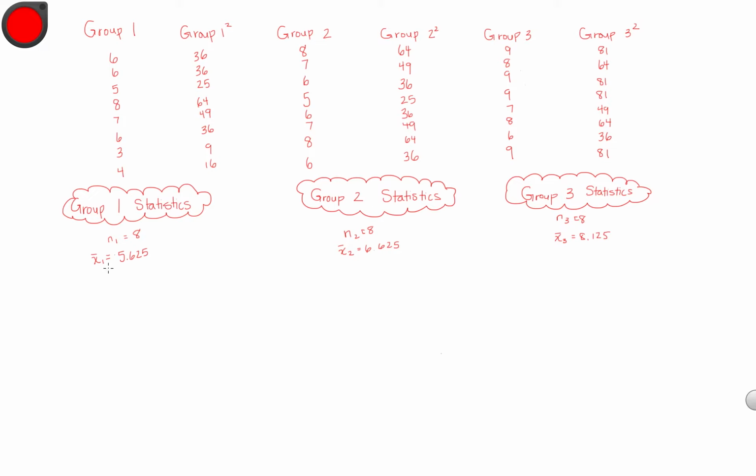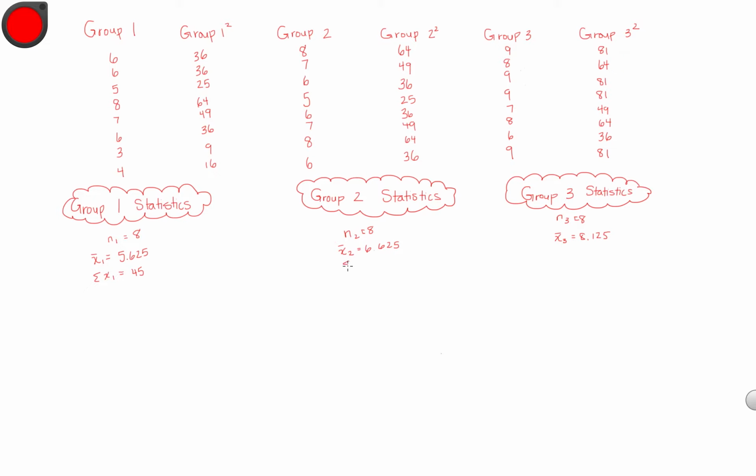Okay, so we already have the sample size. The next thing in that list of steps I gave you that we'll need to find is the sum of each group's values. Now I'm looking first of all at just sigma x. We will soon have to find sigma x squared as well, but that's again another story. So for group 1, if you were to add up 6 plus 6 plus 5 plus 8 plus 7 plus 6 plus 3 plus 4, sigma x would give you 45.